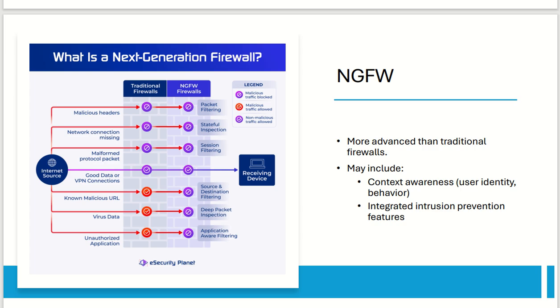The next generation firewall takes this responsibility a step further. The next generation firewall will go ahead to block unknown non-malicious URLs. It will block virus data. It will block unauthorized applications. These three responsibilities cannot be handled by traditional firewalls. That's why you would need next generation firewalls more.